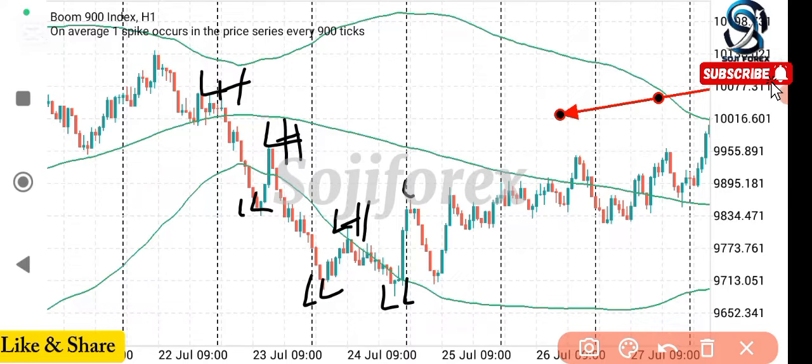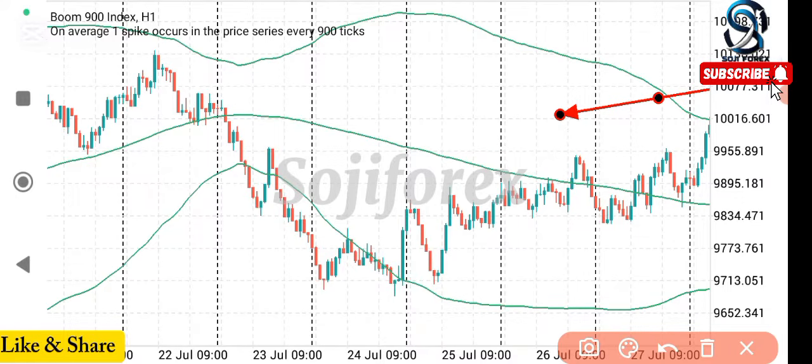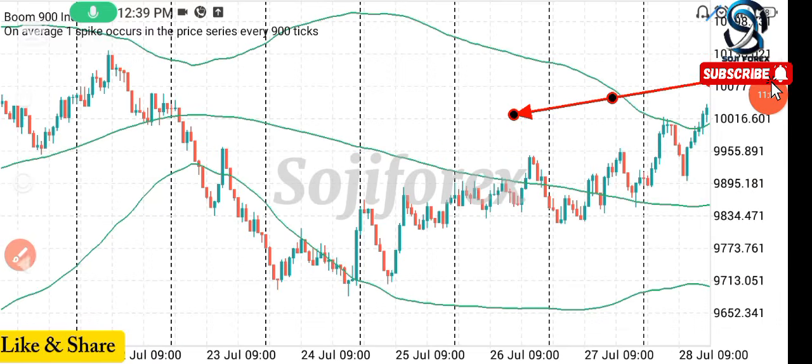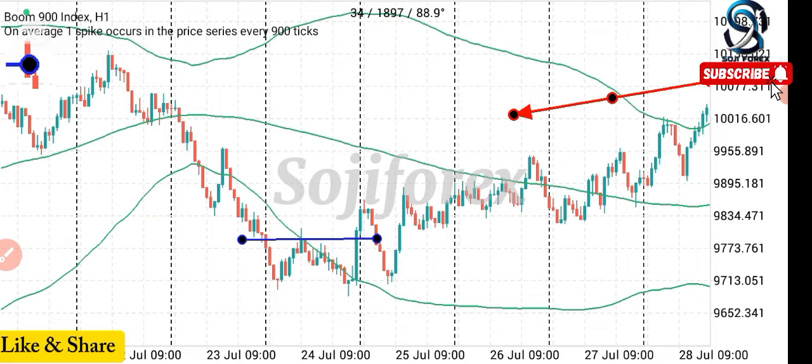Now, what is the next thing? We now see that price breaks structure here. This lower high was broken by this price that went up. So what do we do? I'm going to mark the break of structure now. This point was broken. That structural point has been broken by that price.